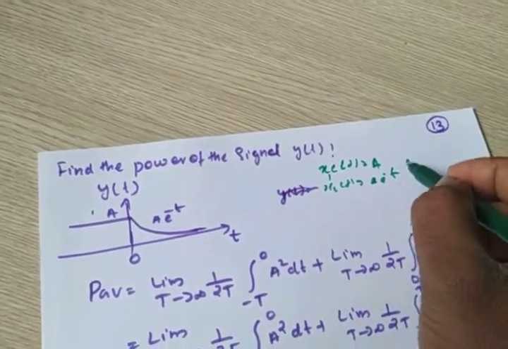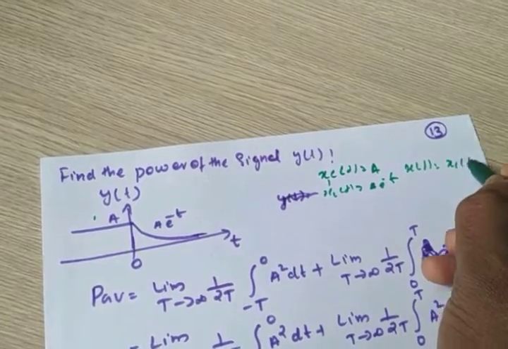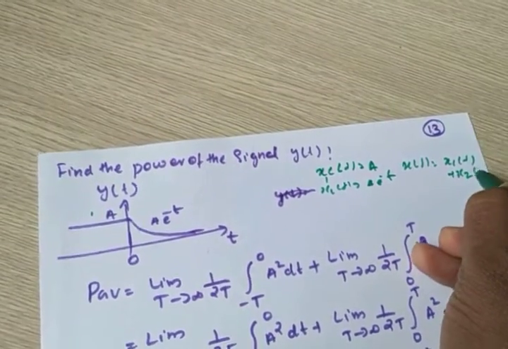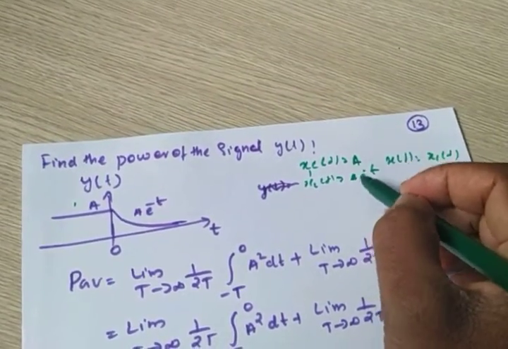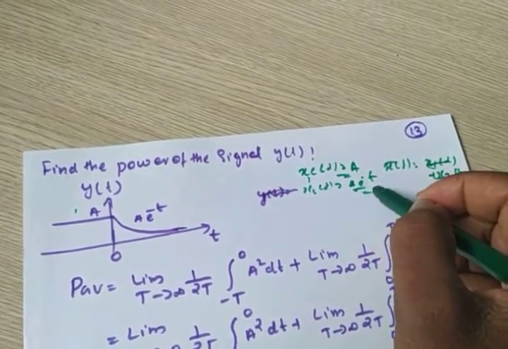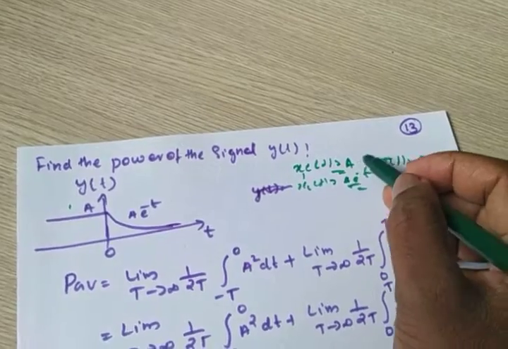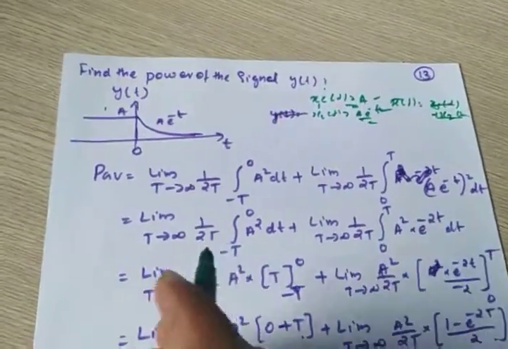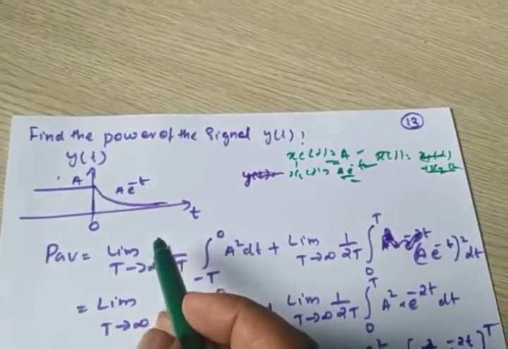So what is x of t? x of t is x1 of t plus x2 of t. That means a plus a raised to minus t, like that. But I am taking these two signals separately, and I am finding the power of these two signals separately. Both are same only, no? So I am taking the signals separately.